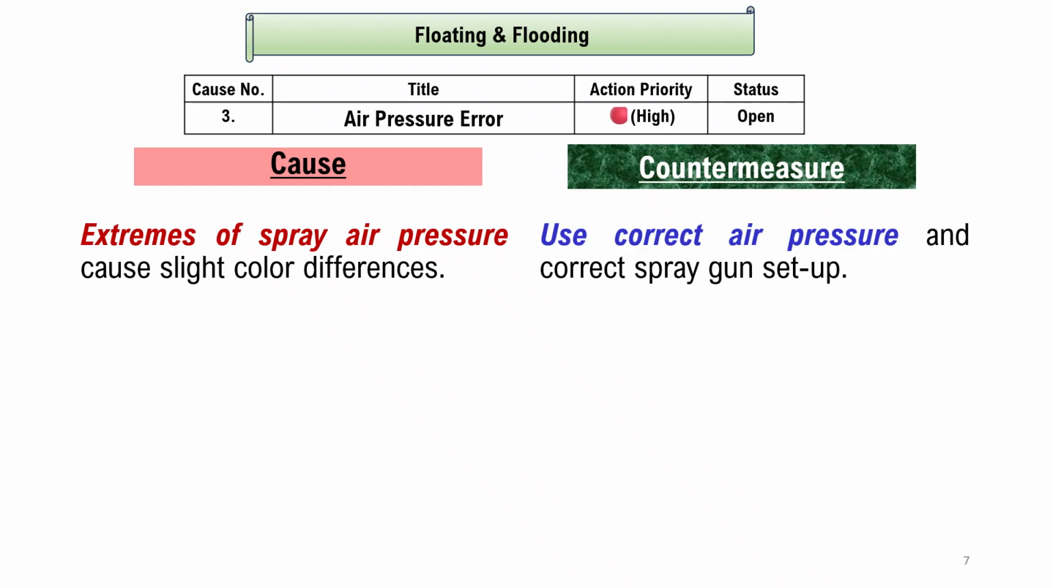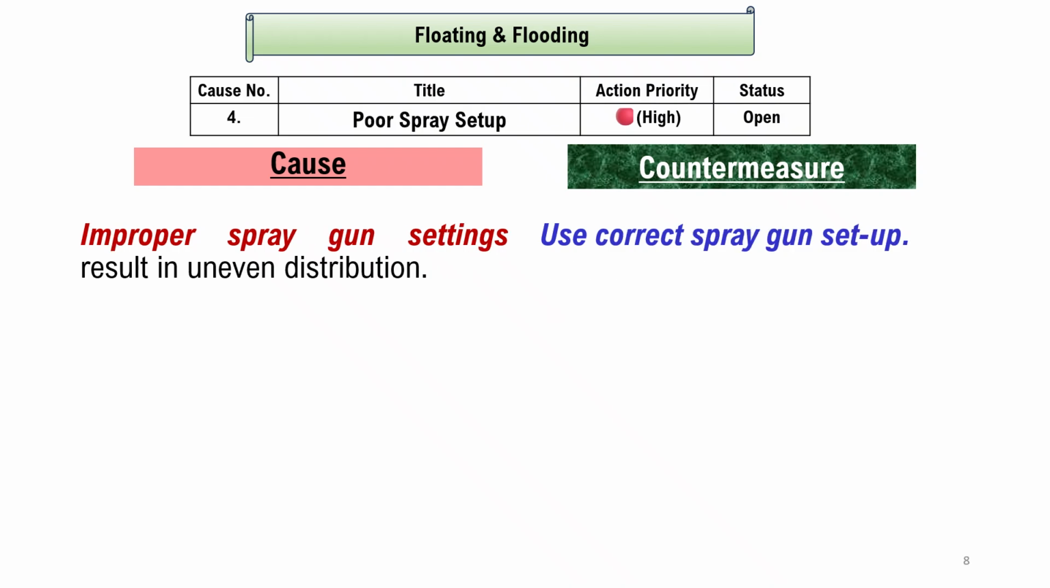The third probable cause is air pressure error. Extremes of spray air pressure cause slight color differences. Therefore, use correct air pressure and correct spray gun setup. The fourth probable cause is improper spray gun settings, which result in uneven distribution. Therefore, use correct spray gun setup.